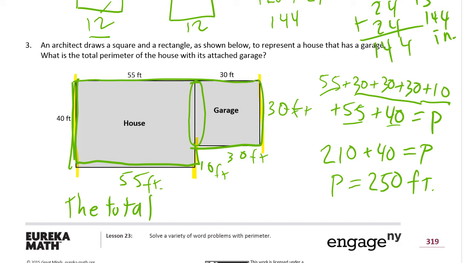So if you did that, your answer is going to be 60 too large, probably 310, the total perimeter. Or you might have done that and then subtracted that 60 to get the 250.